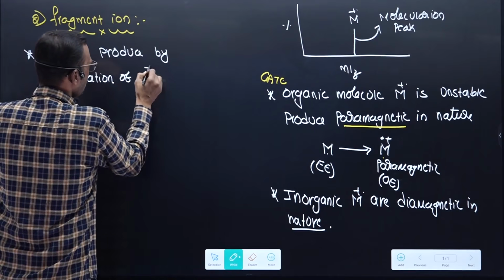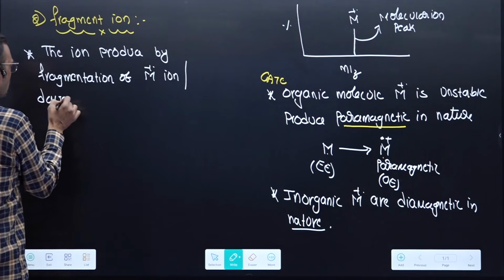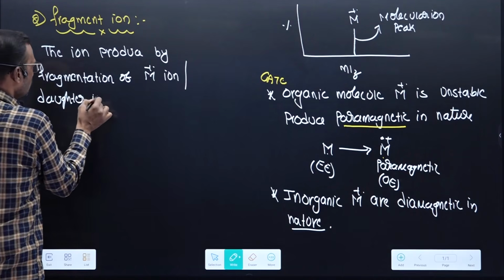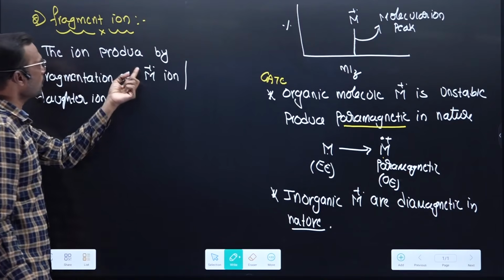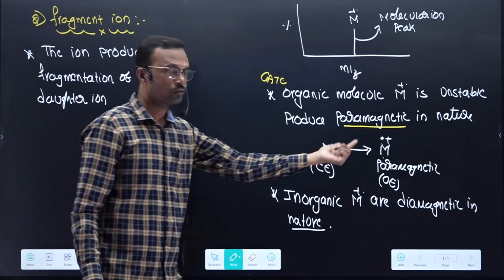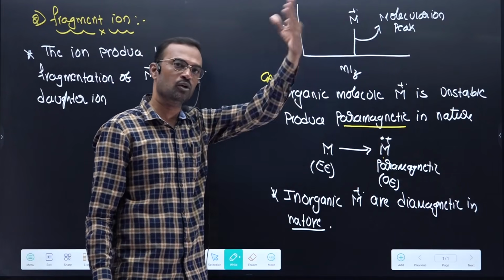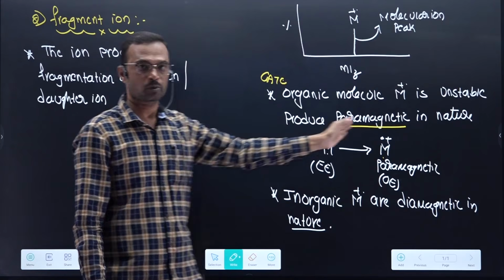of molecular ion or daughter ion. Means every time don't think that a fragment ion is produced by the molecular ion. The molecular ion, after producing one fragment ion, that fragment ion one more time will give one more fragment. That fragment will give one more fragment. So that is a successive process.